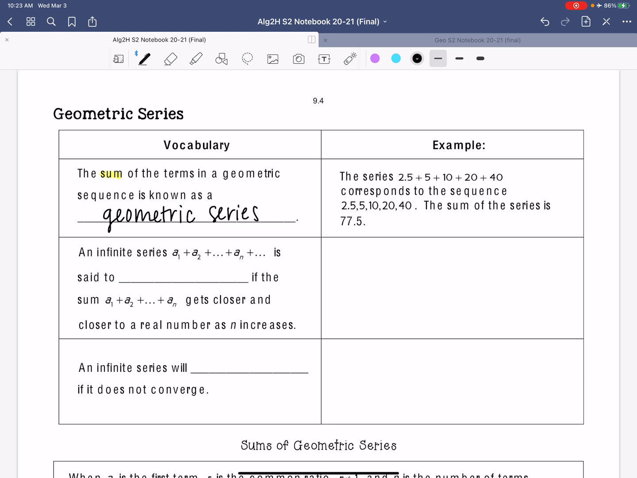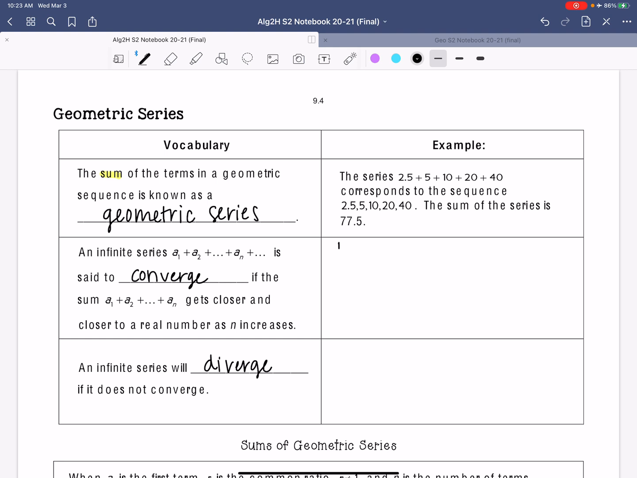So an infinite series, a1 plus a2 plus ... an, is said to converge if the sum gets closer and closer to a real number as n increases. And then it's said to diverge if it does not converge. So if it doesn't keep coming closer and closer to a number. So I'll give you some examples of converging and diverging.